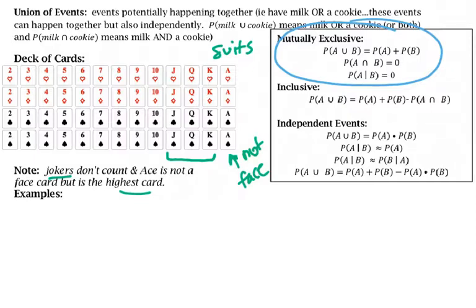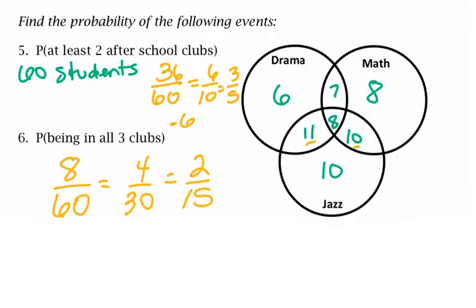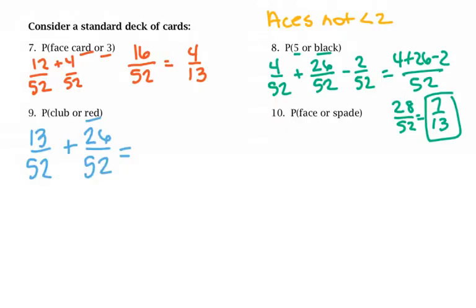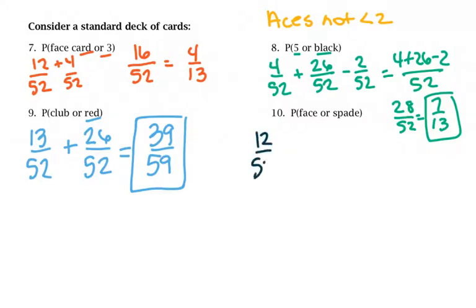If you have mutually exclusive events, then the probability of getting either of them is simply to add them together. So 13 plus 26 is 39. So 39 out of 52, that actually does not reduce, and so we'll just leave it like that. The probability of getting a face card is 12 out of 52. The probability of getting a spade is 13 out of 52.